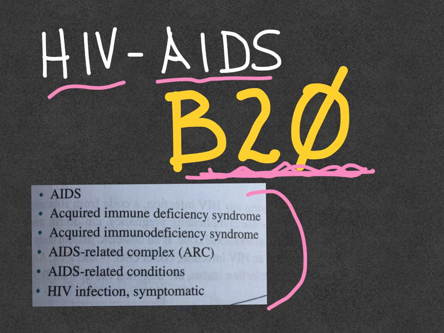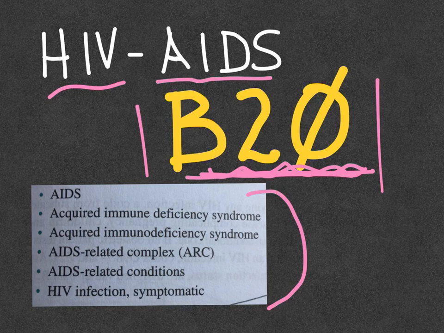One last thing to consider with code B20 here. Remember back when we discussed inpatient admissions, that we are able to code a condition that is documented as suspected, or likely, or probable. Remember, we're allowed to code those as an established condition in the inpatient setting. Well, B20 is going to be an exception to that rule.